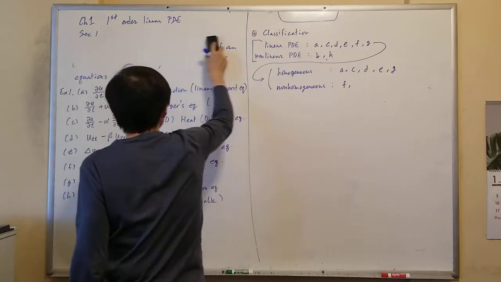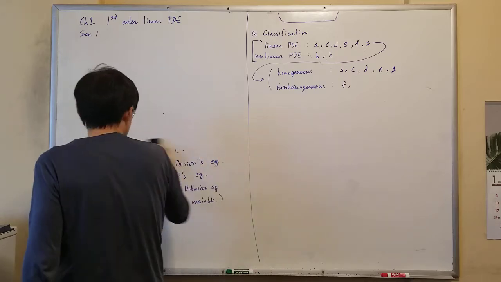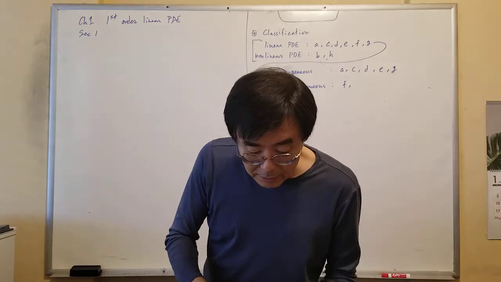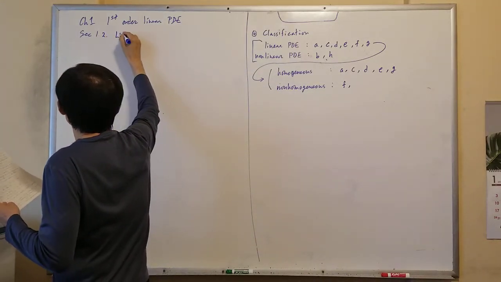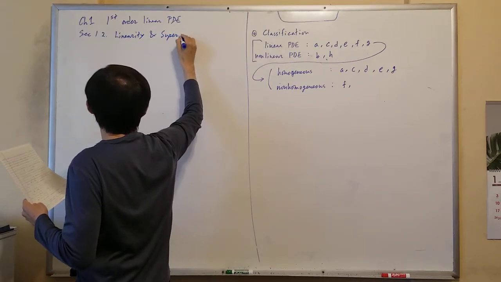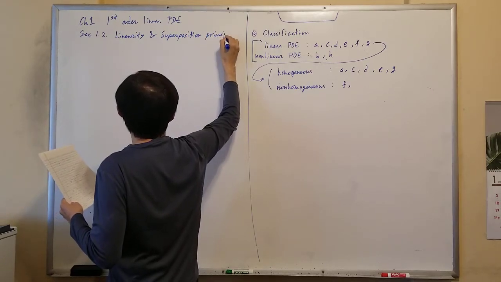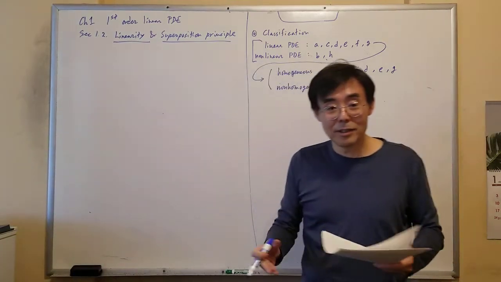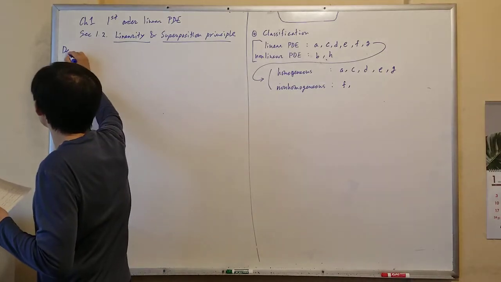Now, section 1.2 is linearity and superposition principle. Actually, the superposition principle and linearity are the same thing. Okay? So, definition.